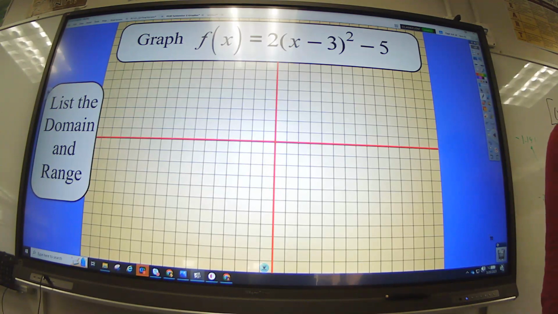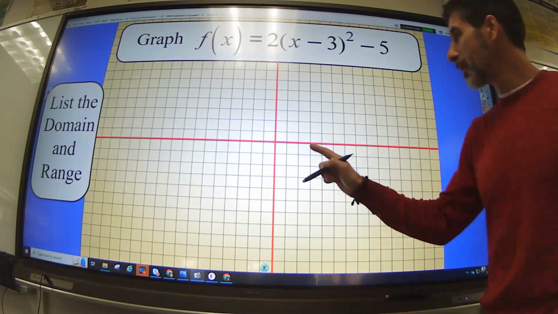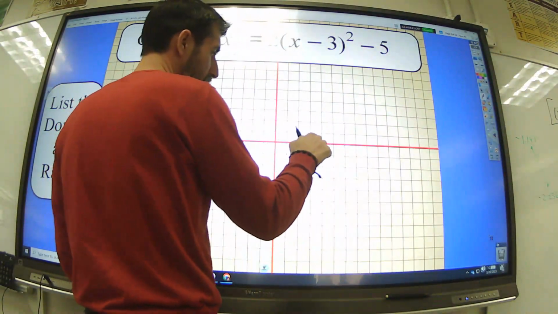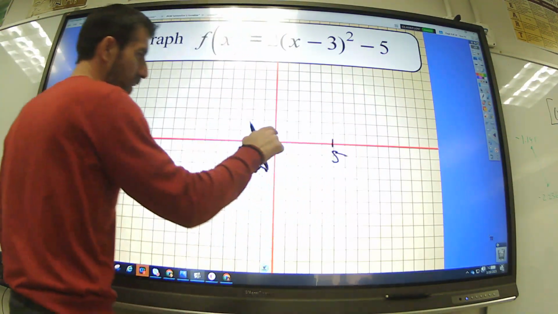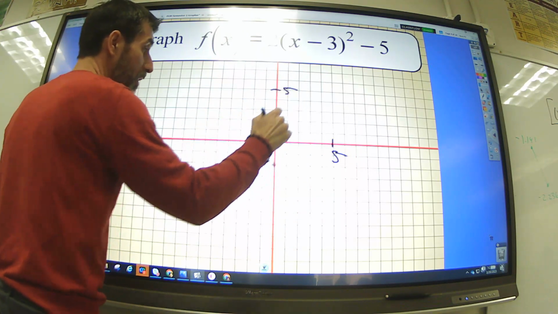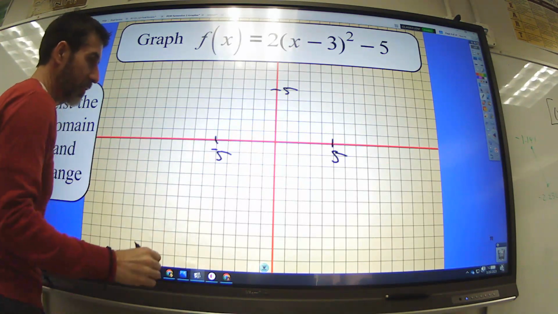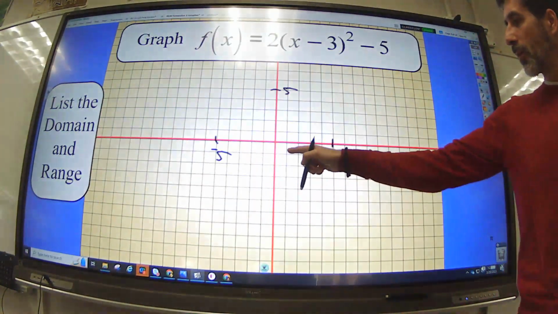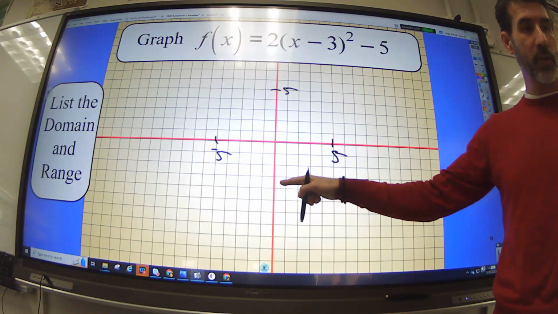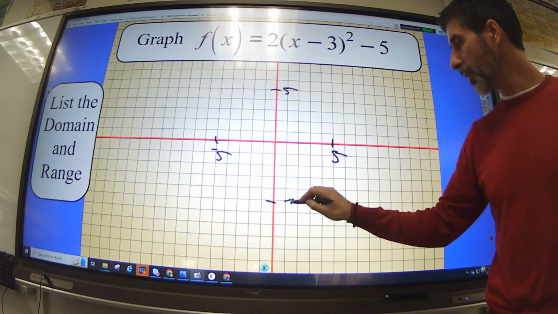Okay, graph f of x. This is very similar to the one we did before, except it's already in vertex form for us. So let's do our scaling. Hit the scaling on the graph. 1, 2, 3, 4, 5 in each direction, positive and negative.